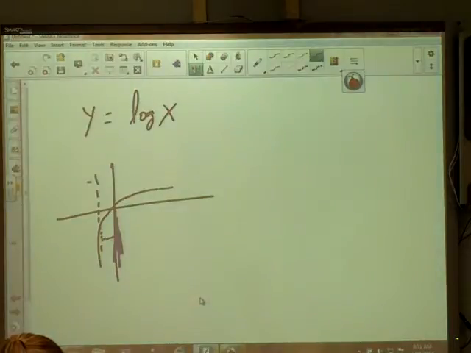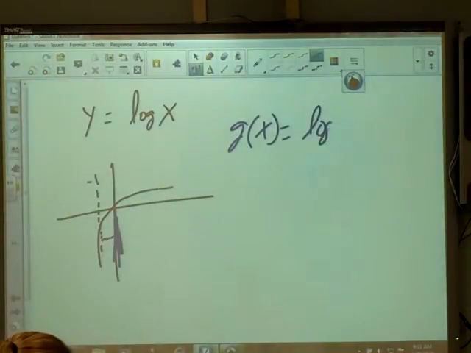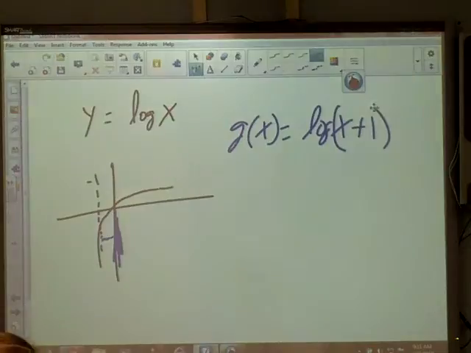So it scooted to the left 1. Remember, left and right go opposite ways, so I've got to add 1. But if I write my g of x and just stick the plus 1 on the end, that's wrong, because that makes it move up and down. To show that it's with just the x, you've got to put it in the parentheses like that.